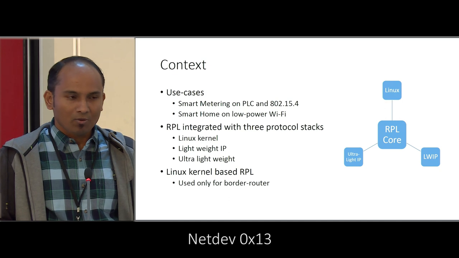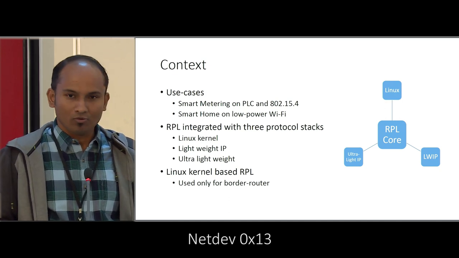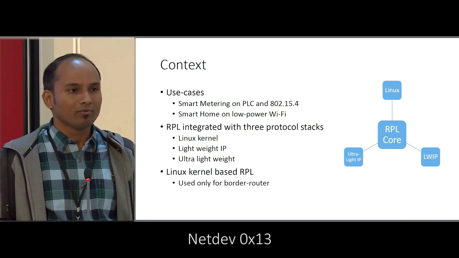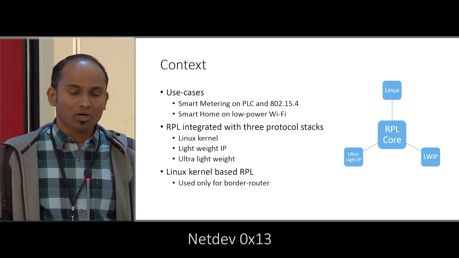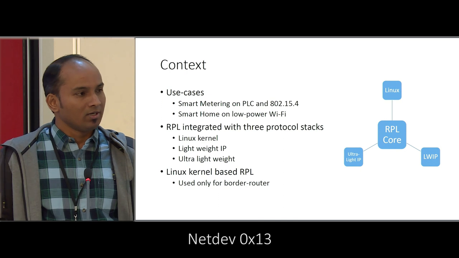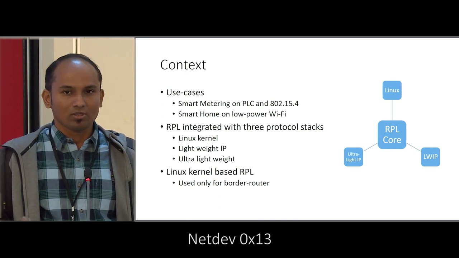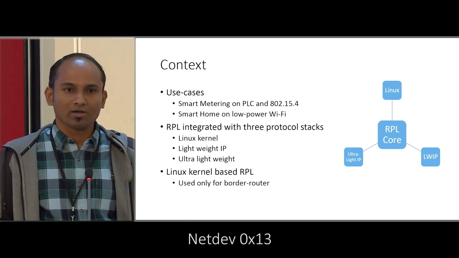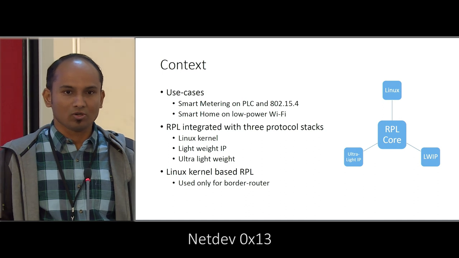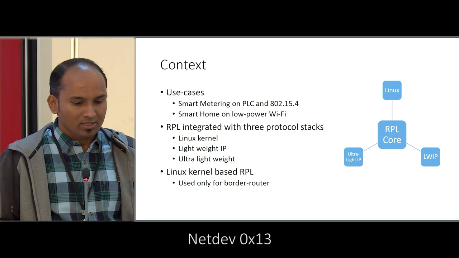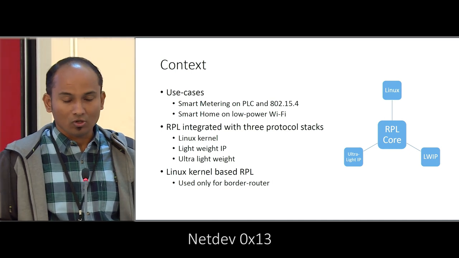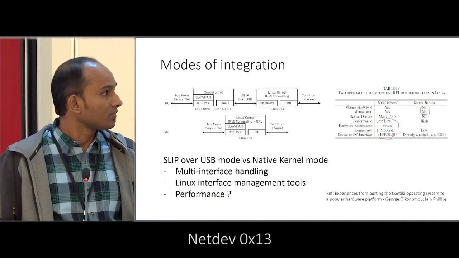For the Linux kernel, our primary use case was border router only. So we don't have the 6LRs or 6LNs, the routing nodes or the leaf nodes, running Linux. The router nodes and the leaf nodes were running regular SoCs, TI-based SoCs or some other SoCs. What I'm trying to say is we have the same RPL code working across all three different platforms.